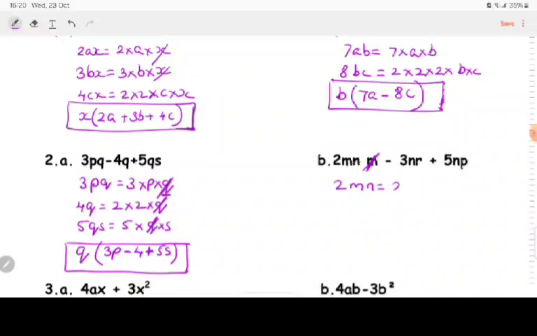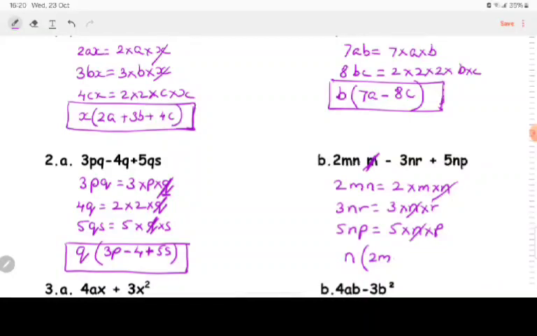2MN is equal to 2 into M into N. 3NR is equal to 3 into N into R. And we have 5NP, which is equal to 5 into N into P. What's common? N here, here and here. So N goes out. 2M minus 3R plus 5P.